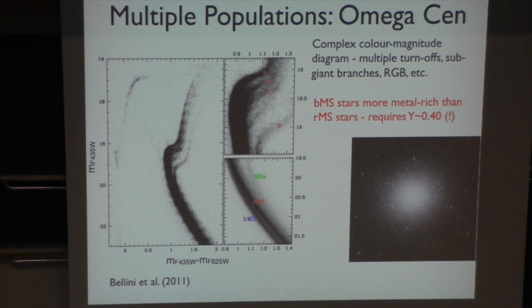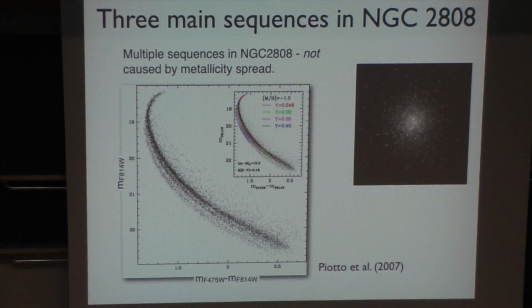Then you can say Omega Centauri is maybe a bit of a peculiar object anyway, because it's the most massive globular cluster in the Milky Way, and maybe it's not really a globular cluster, maybe it's the remnant of an accreted dwarf or something like that. So if it was just Omega Cen, then maybe this would be an interesting curiosity, but not something of greater relevance to globular clusters necessarily. But it is quite clear that Omega Centauri is not the only case.